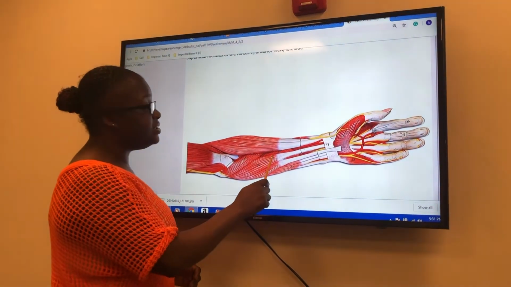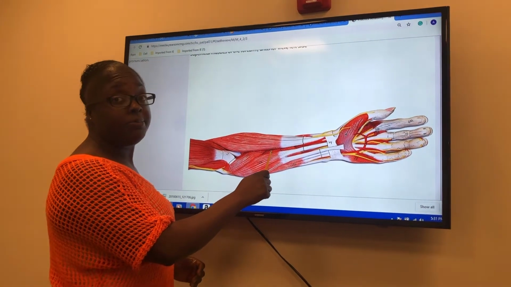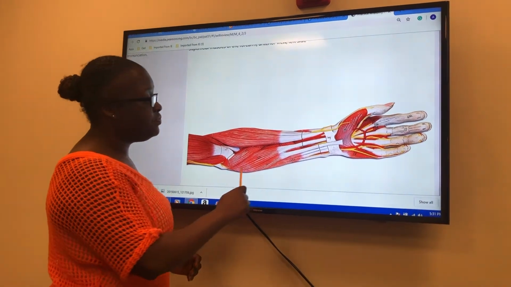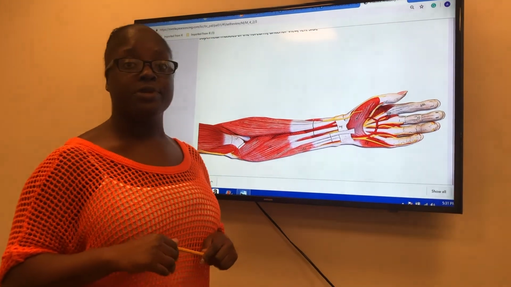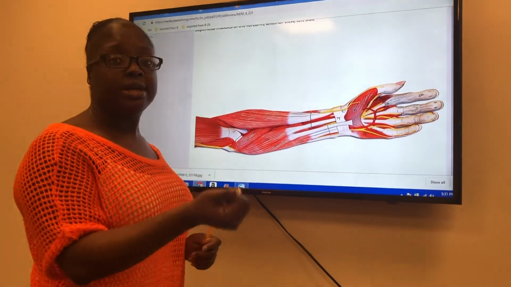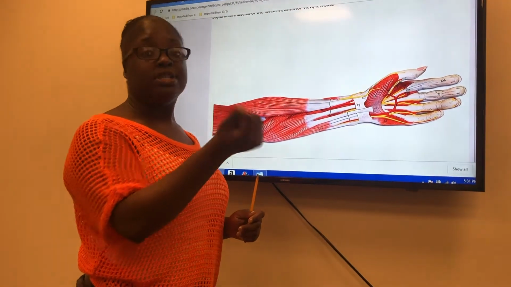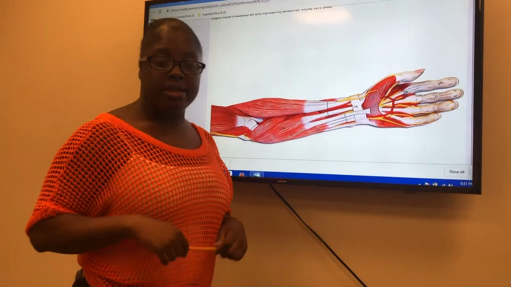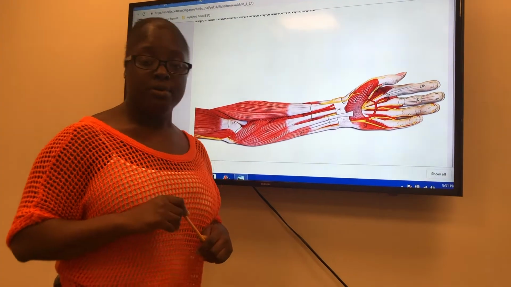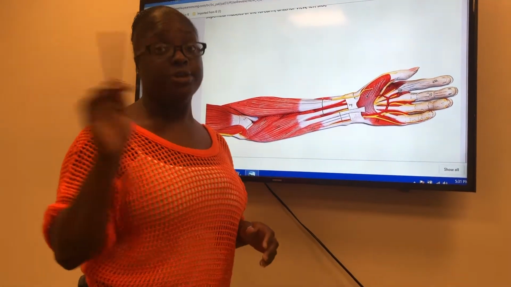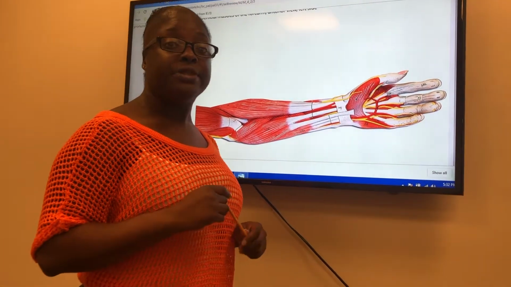Here is the flexor carpi radialis. The origin is the epicondyle of the humerus. The action is to flex the wrist. It's powerful. The insertion is in the base of the second and third metacarpals anterior, and the nerve is the median nerve.